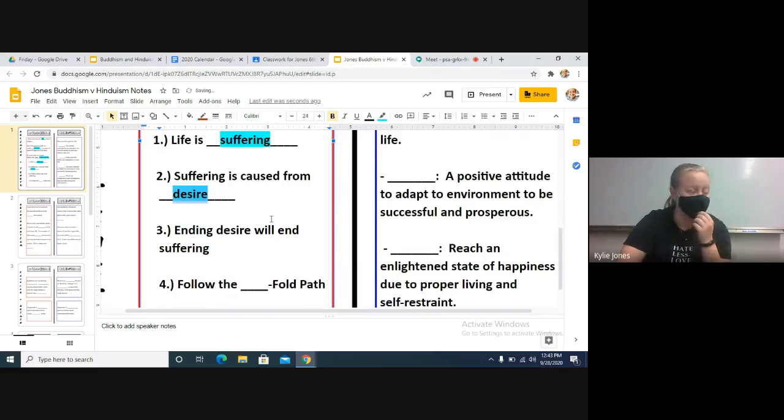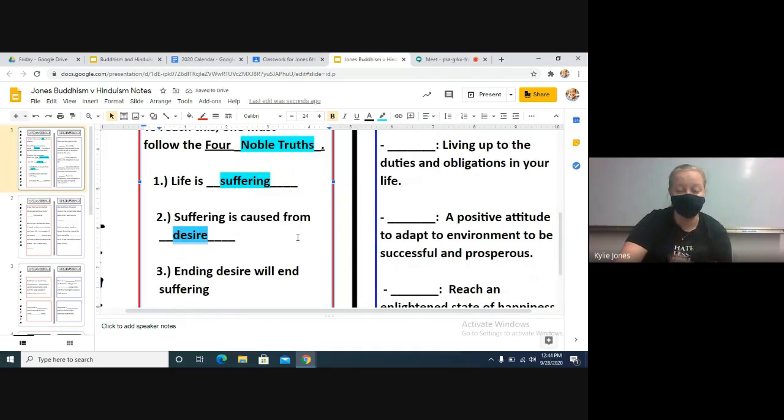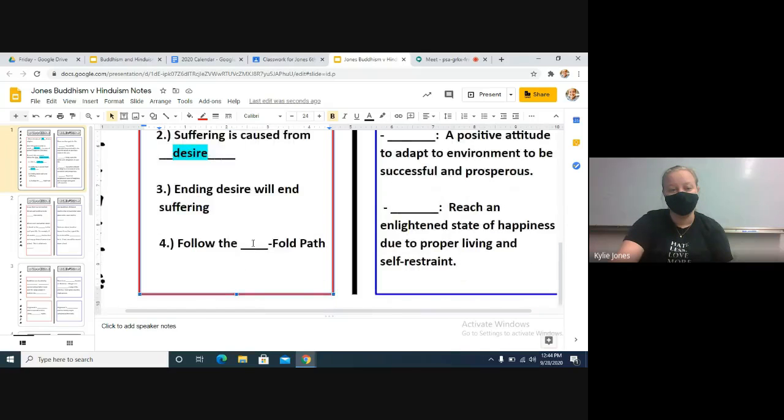And number 3, we already know. Ending desire will end suffering. So basically, if you stop desiring everything, your suffering will end. So if you stop desiring to have all the money in the world, your suffering will end because you don't want all the money anymore. That's their concept, at least. And then what's the path? Follow the what path? The eightfold path. Good. You just gotta type in the number 8. Yep. We'll talk more about the eightfold path when we get there.